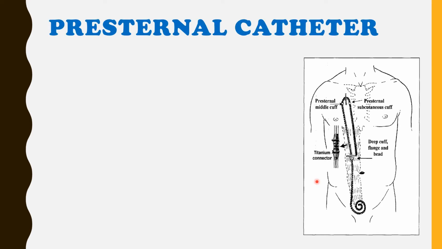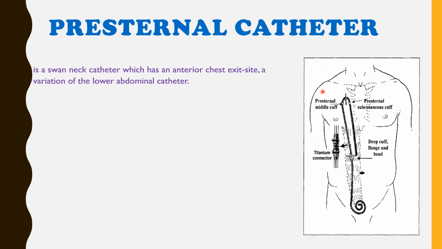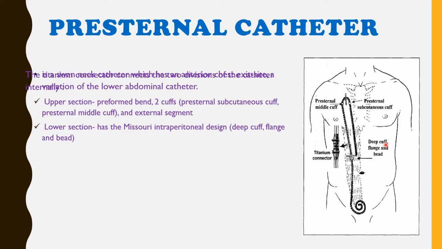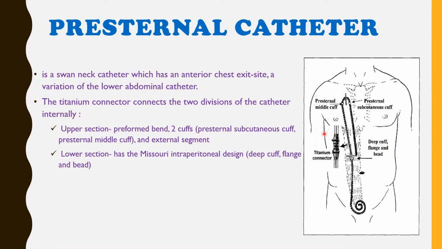Let's talk about the pre-sternal catheter. The pre-sternal catheter is a swan neck catheter which has an anterior chest exit site, which is a variation of a lower abdominal catheter, which is located usually here. It has a titanium connector that connects the two divisions of the catheter internally.